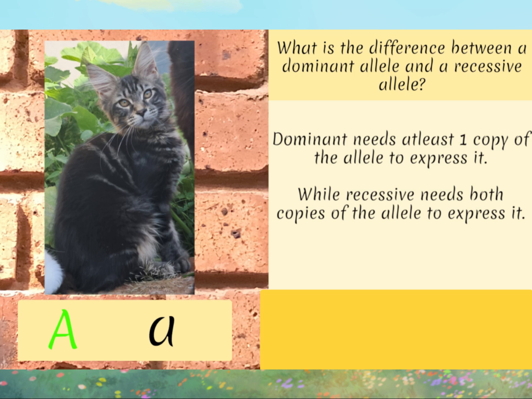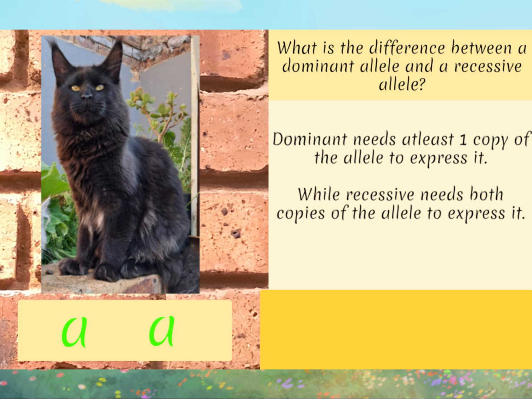What is the difference between a dominant allele and a recessive allele? Dominant needs at least 1 copy of the allele to express it, like the tabby on the screen, but a maximum of 2 copies, while recessive needs both copies of the allele to express it, like a solid black cat.